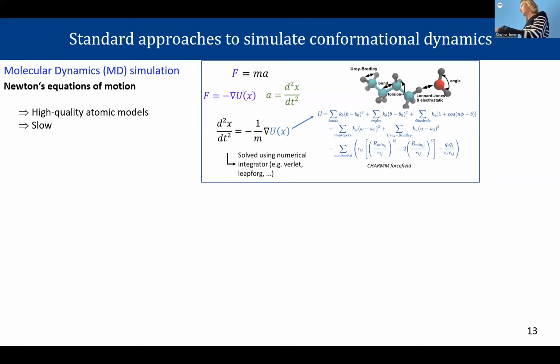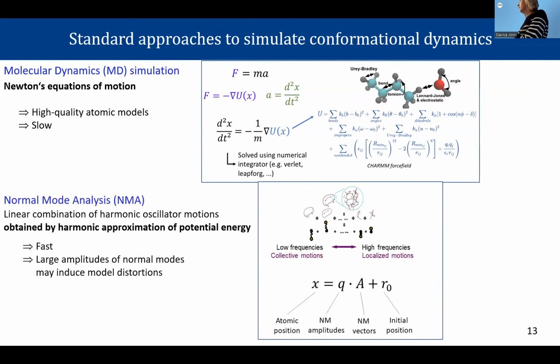And basically, you have the trajectory, so you know where the atoms go in time and their velocities. This gives very high quality models, full atomic, but it is very slow. From another side, you have normal mode analysis, which is a fast approach obtained by harmonic approximation of the potential energy function of one given structure. In both cases, of course, you need one structure.